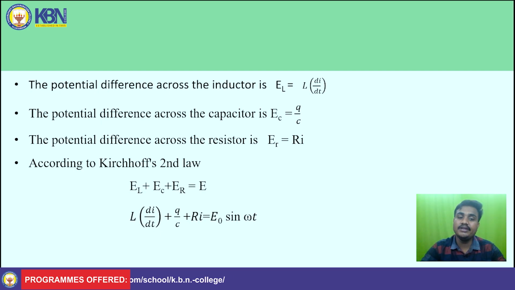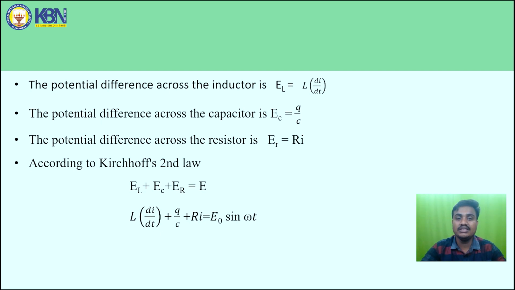The potential difference across the capacitor is given by EC, which is equal to the ratio of charge to capacitance, Q by C, where C is the capacitance of the capacitor. The potential difference across the resistor R is given by ER equals R into I, where R is the resistance of the resistor and I is the current passing through the circuit.